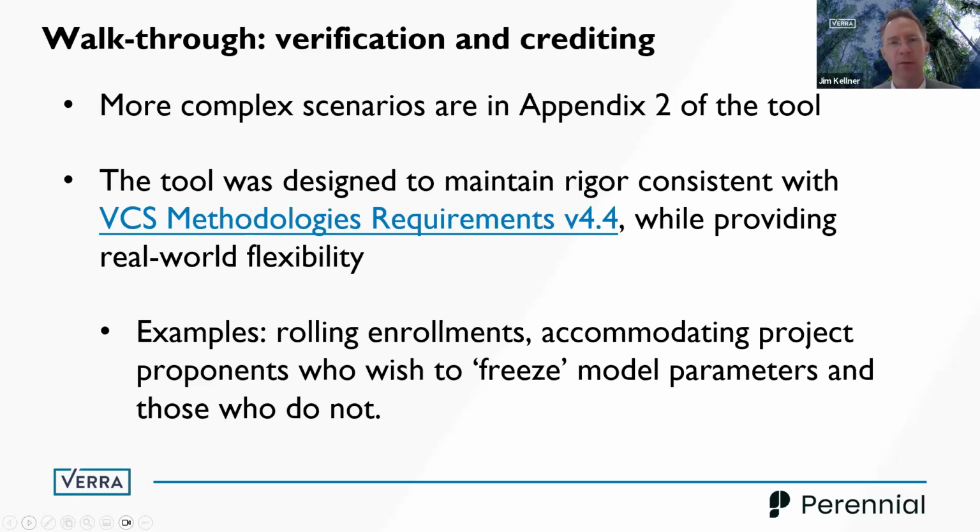I'll just reiterate some of the examples of the kinds of real-world complexity that we think is important. Things like rolling enrollments, things like accommodating project proponents who might wish to freeze the parameters of their model, something we learned about from an advisory group member, and also accommodating those who do not. We want to accommodate those who only wish to issue credits once every 5 years, and also accommodate those who might wish to issue credits more frequently. But we want to do all of these things while maintaining a consistent standard that ensures rigor in the output of the tool. Next slide.